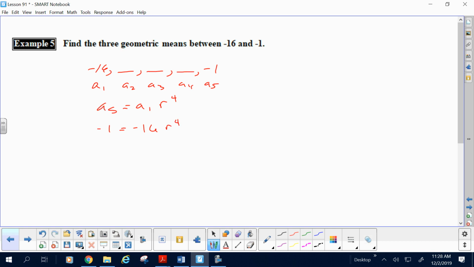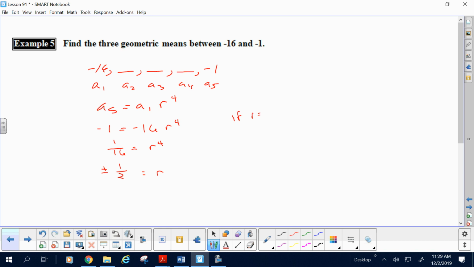R to the 4th. What do I do to get R? Divide by -16, giving me a positive 1/16. How do you get R from R to the 4th? 4th root. If it's a 4th root, if it's an even root, then do you have a plus or minus? Yes. It is plus or minus, and what is the 4th root of 1/16? 1/2. So based on that, you're going to have 2 cases.